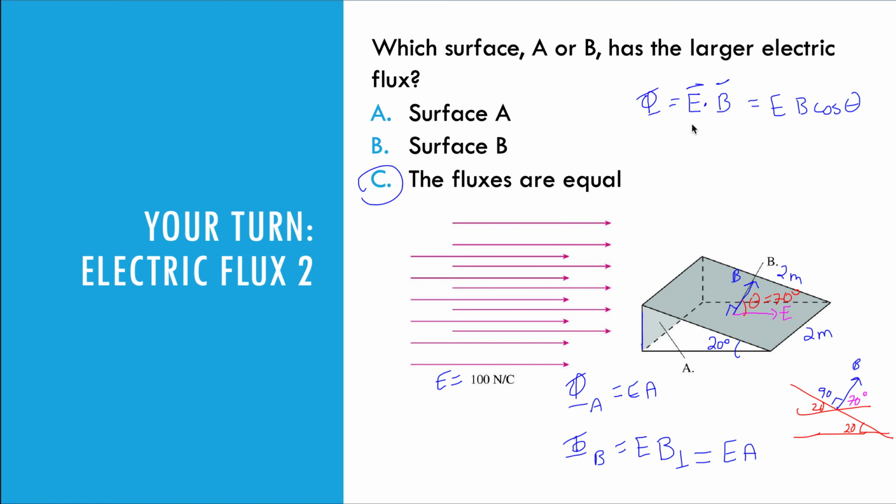So now that we know that this is 70, that means that the flux through the shaded surface B here, let's call it E comma B, is going to be the electric field, which is 100, times B, which is 2 times 2, which is 4, times cosine of 70. And all of that would be in newton meters squared per coulomb. So just an extra little quick example just to practice calculating flux. And we'll do another example in the guided examples that follow.